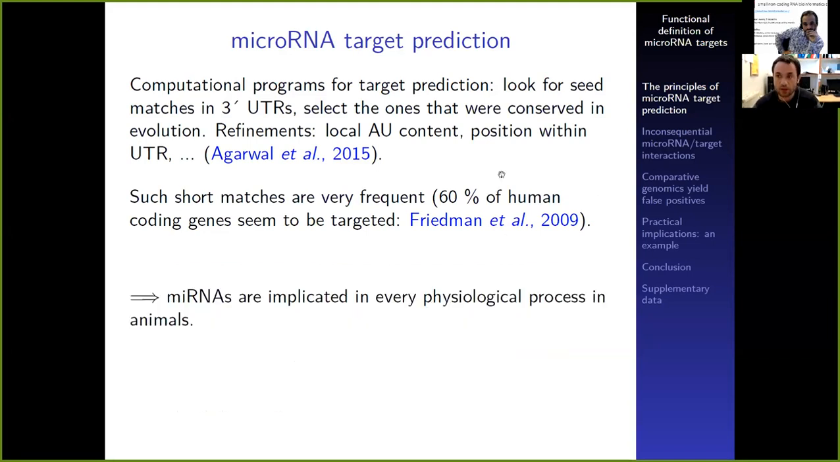So the main consensus coming out of all this is that microRNAs seem to be implicated in every physiological process in animals, because whatever physiological process you look at, you can be sure that at least one of the genes in that process will be one of the 60% of target genes. That's basically the consensus in the field these days, but there are several worrying observations which suggest that this may not be true.